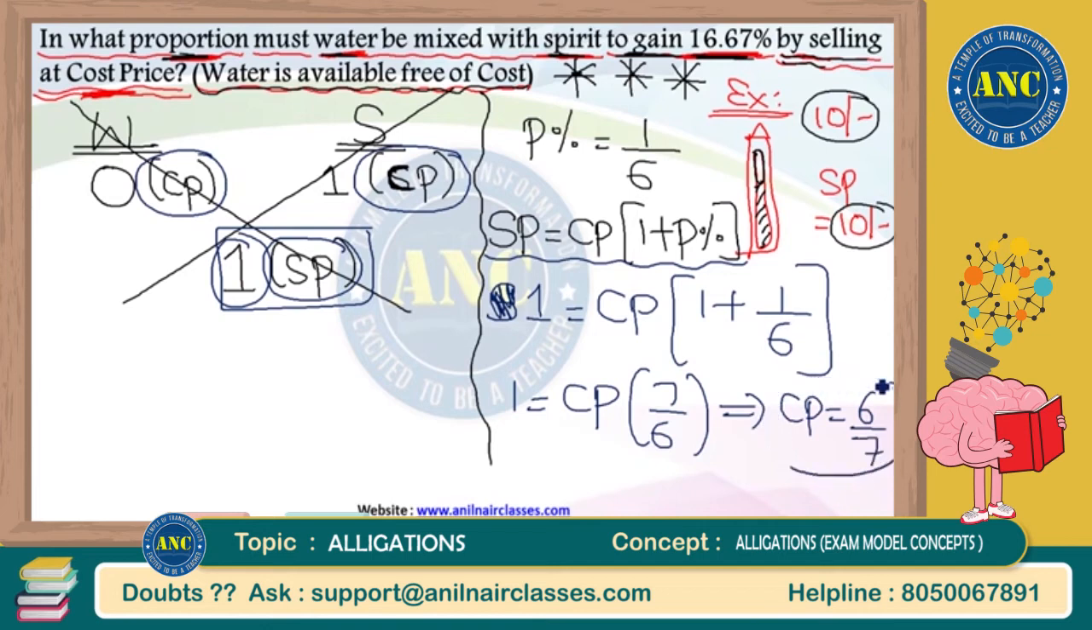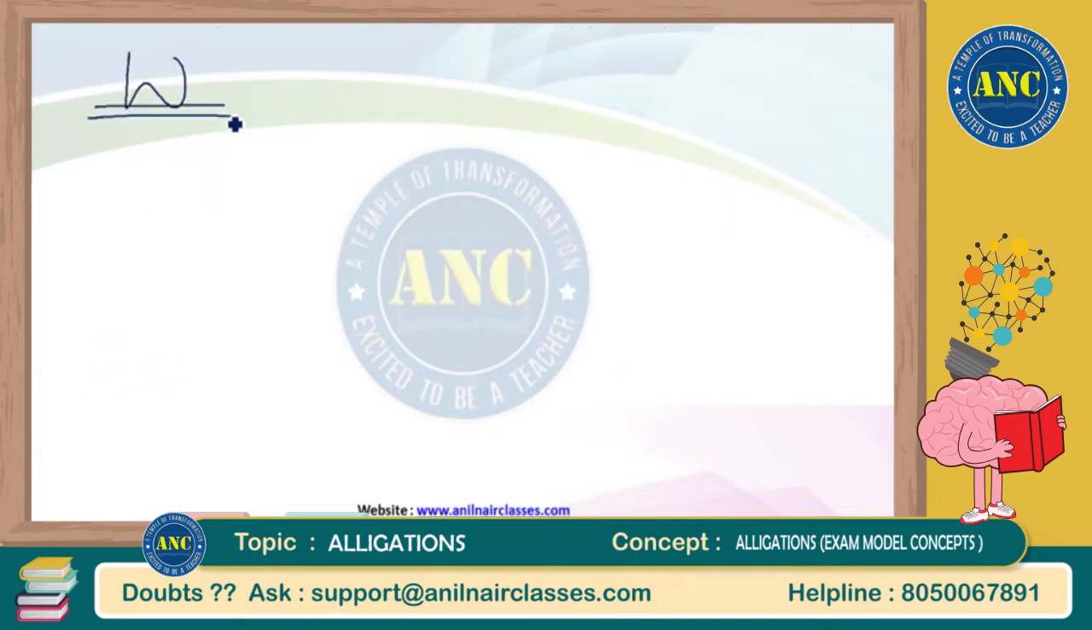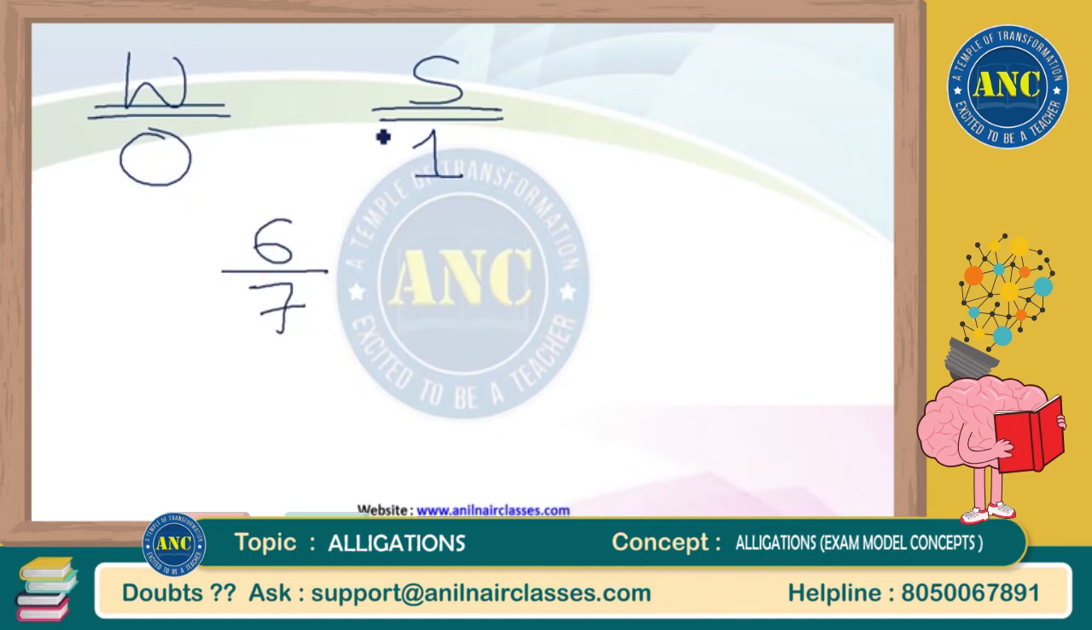That means, can I say that instead of saying that I am having a profit of 16.67% for 1 rupee selling price, it is also equivalent to saying as cost price as 6/7. Now you rephrase your diagram and then alligate. Water cost price is 0. Spirit cost price I took it as 1. Because I took it as 1, the resultant cost price is 6/7. This is cost price, this is cost price, this also is cost price. Now you can happily alligate.